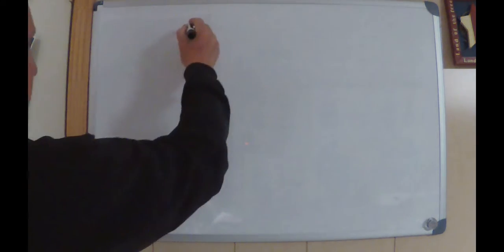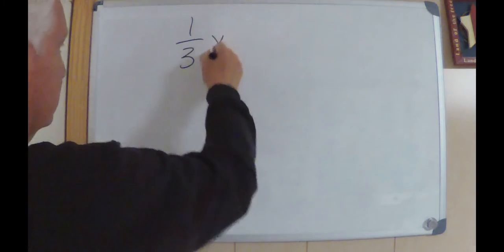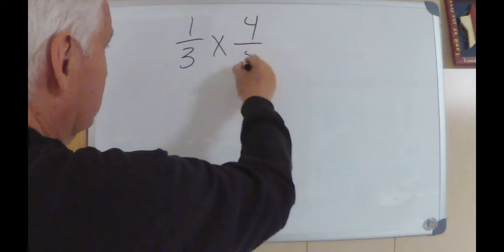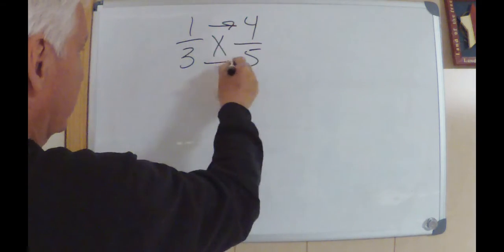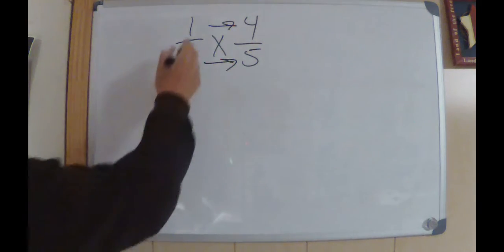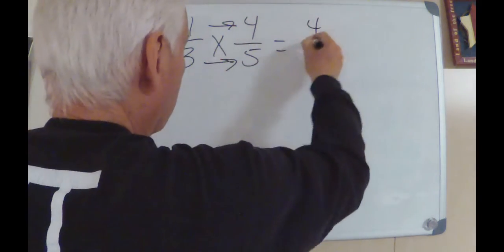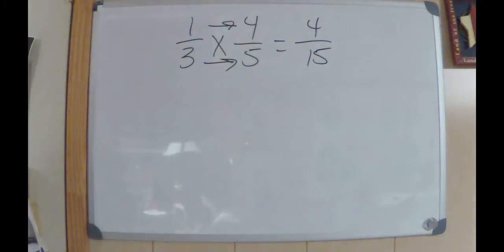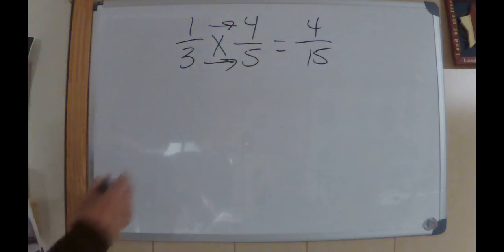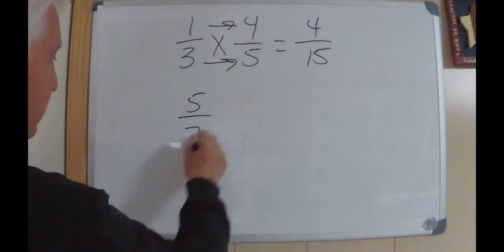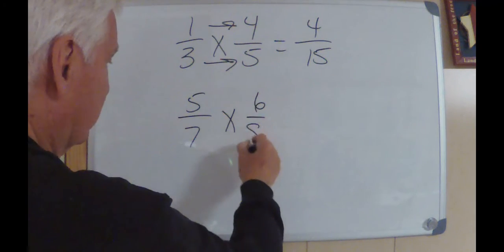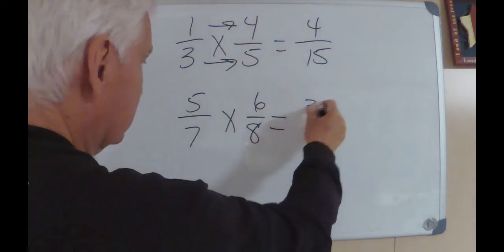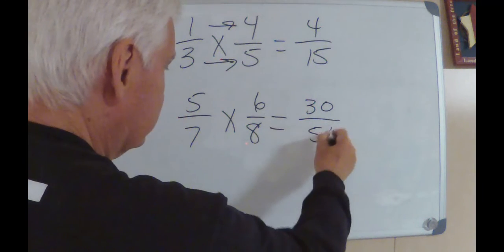Now when we deal with multiplying fractions, this is relatively simple in that I'm just going to multiply across. And I don't have anything special to do here. So 1 times 4 is 4, and 3 times 5 is 15, and that would be my answer. And that will work with any multiples that we're going to do with any kinds of fractions. If I wanted to do another one, 5 over 7 times 6 over 8. 5 times 6 is 30. And 7 times 8 is 56.